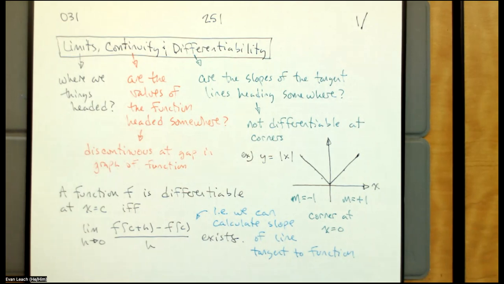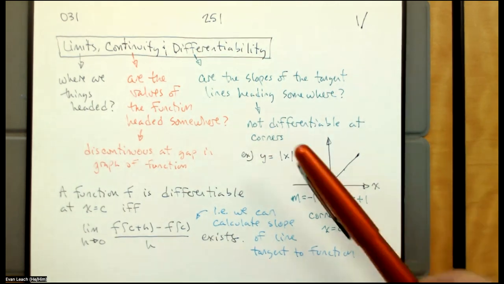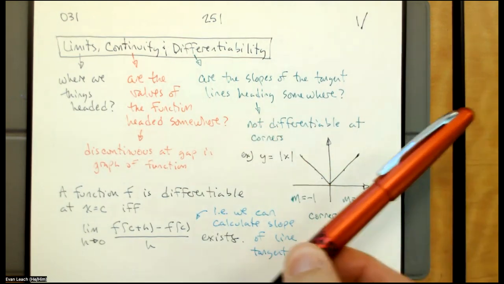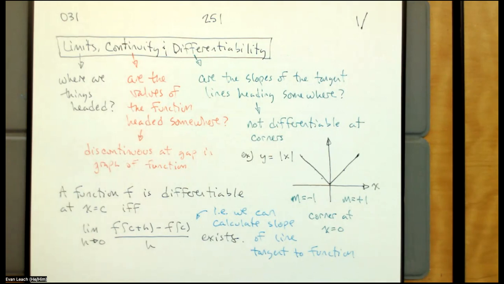Notice that in our y equals absolute value of x, we can't do this. The limit's going to be different from both sides. Coming from the left, we're going to calculate a slope of -1. Coming from the right, we're going to calculate a slope of 1. That limit doesn't exist. So the absolute value of x is not differentiable when x is equal to 0.